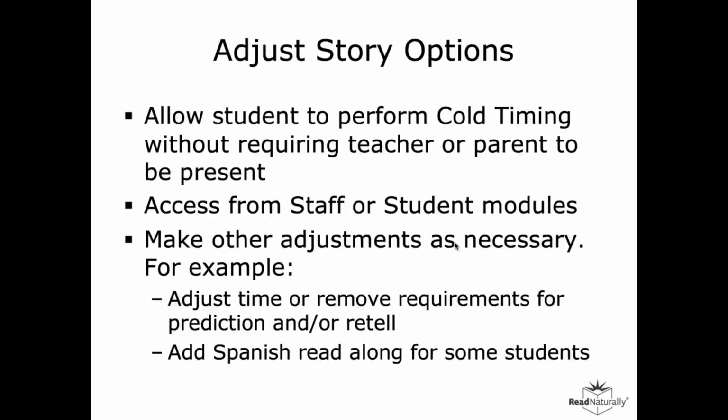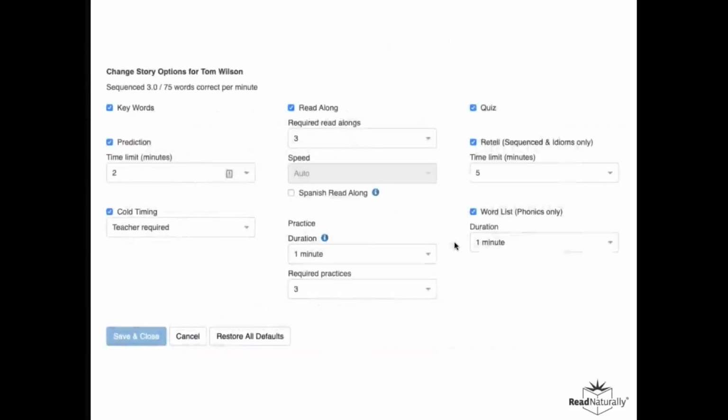You can access story options from either the staff module or the student module. And there are other things that you can change, including adjusting the amount of time for prediction and retell or removing them entirely. This is what that screen looks like. As you can see, there's check marks next to most of the steps, and then different options that you can change or adjust. So let's take a look at how you would do that.